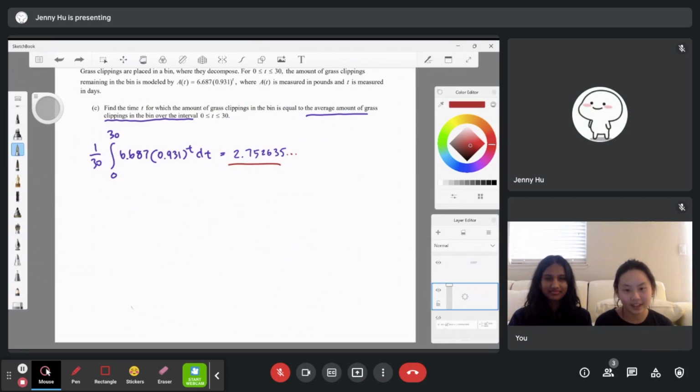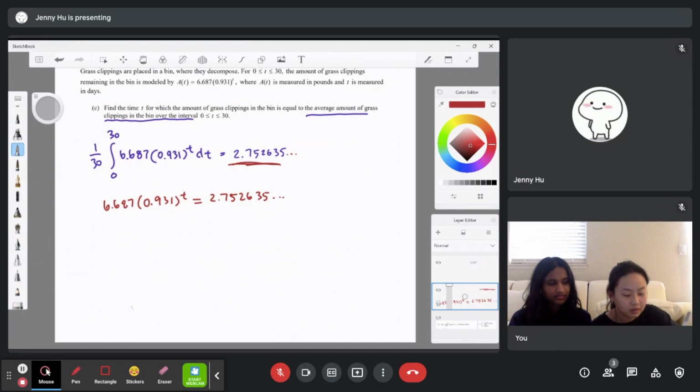The question asks us to find at what time the amount of grass clippings in the bin is equal to the average amount of grass clippings. Basically, it's asking us at what t value is a of t equal to the integral we just solved for. And to solve for that, we simply set 6.687 times 0.931 to the power of t equal to this value here, which is 2.752635 dot dot dot.